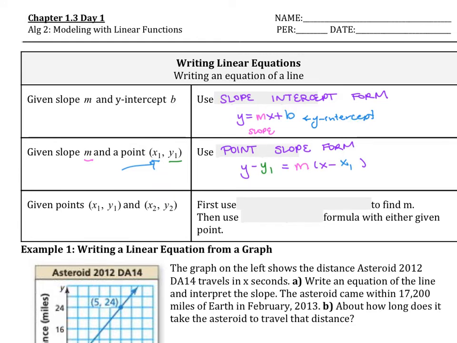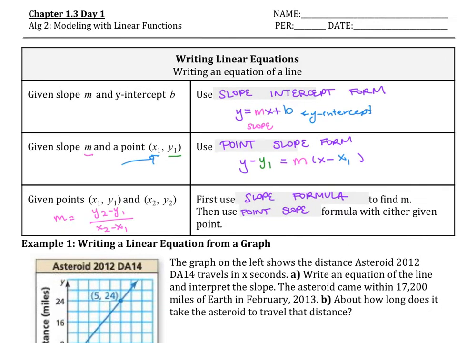Now, if we're just given 2 points, x1, y1, and x2, y2, then what we're going to do is first use the slope formula to find the slope, m. Then we use the point-slope formula with either of the given points. You just choose one of them. Remember that the slope formula is y2 minus y1 over x2 minus x1. Just remember the y is in the numerator. It's always y on top. That's your rise, and then the x's are your runs.